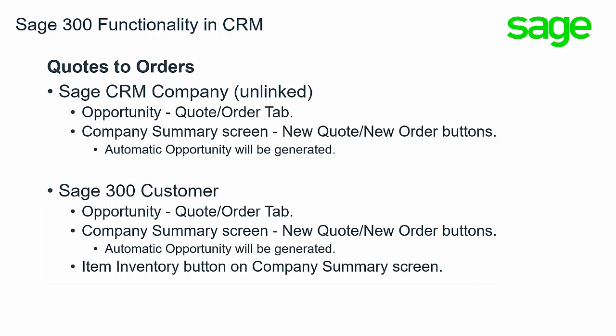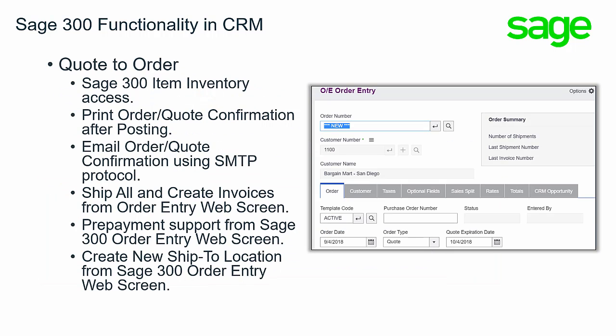From this screen, we can also create a quote or order by selecting the item we want, and this will create an automated opportunity. When working with the quotes to orders web screens in CRM, there's been a lot of improvements over previous versions of the integration. Whether we are creating a quote or order for a Sage 300 customer or an unlinked CRM company record, we have access to the Sage 300 information such as Sage 300 item inventory. So we can add our items to the quote just like from the Sage 300 application.